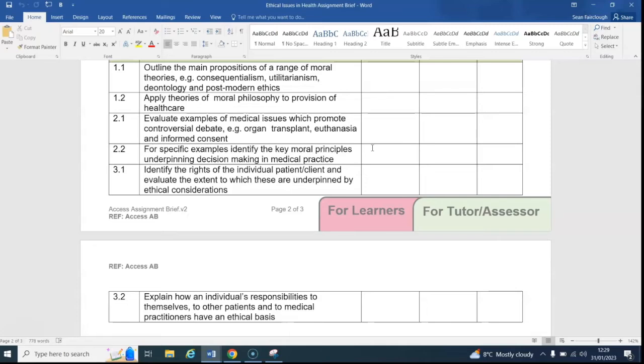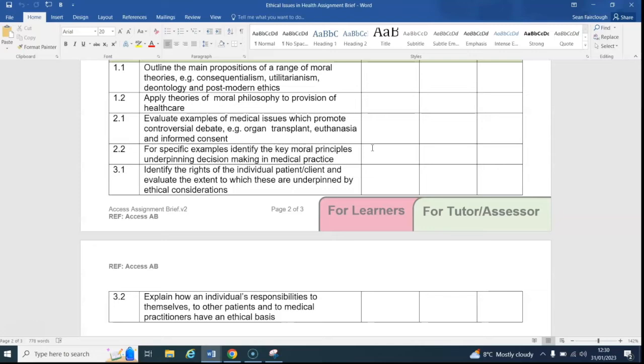2.2, for specific examples, identify the key moral principles underpinning decision-making in medical practice. So that's when you bring in autonomy, justice, non-maleficence, and beneficence. So you would link that to your issue. So for example, should somebody have the autonomy to choose euthanasia? If so, why? If not, why not?